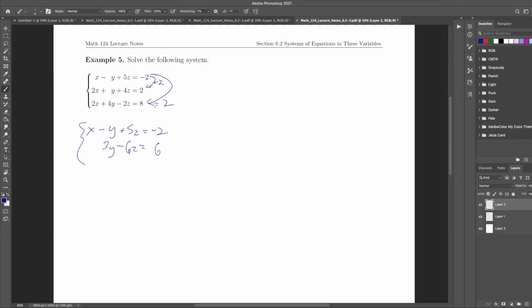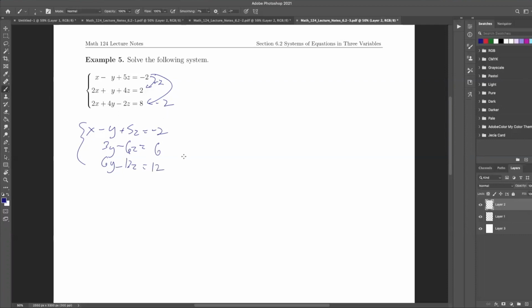We can do the same thing here. Negative 2 times this gives us negative 2, we add it to here, and we get 0 by design. Negative 2 times this gives us positive 2y, plus 2 plus 4 gives us 6y. Here, this gives us negative 10 minus 2, which is minus 12z. Then negative 2 times negative 2 is positive 4, and 4 plus 8 is 12.